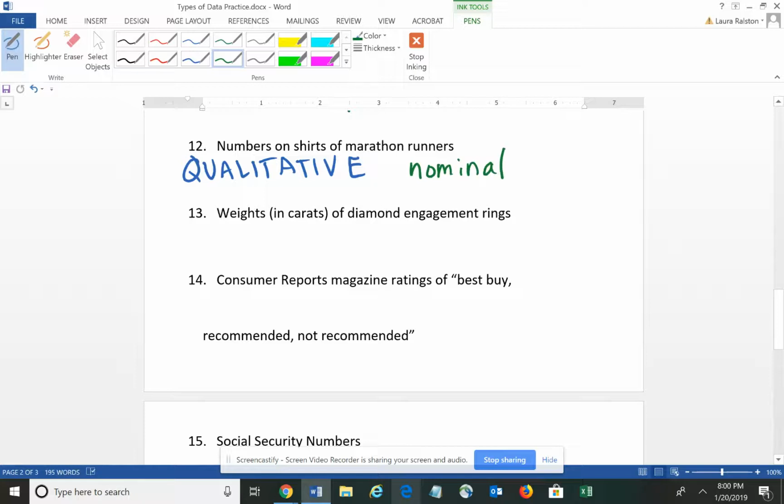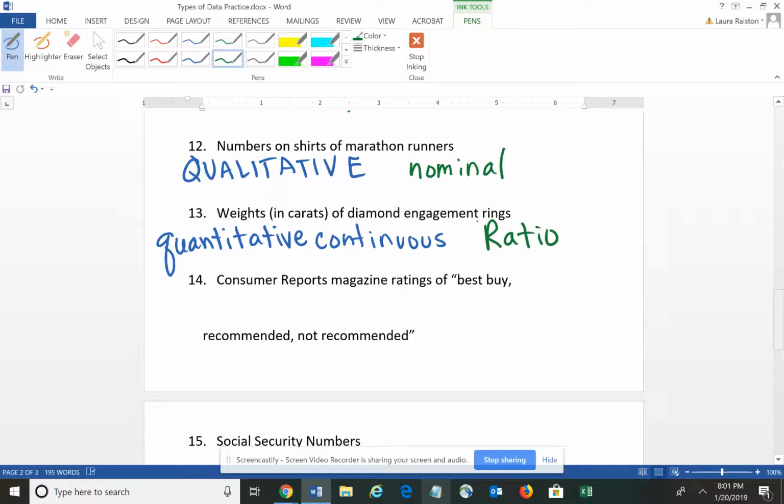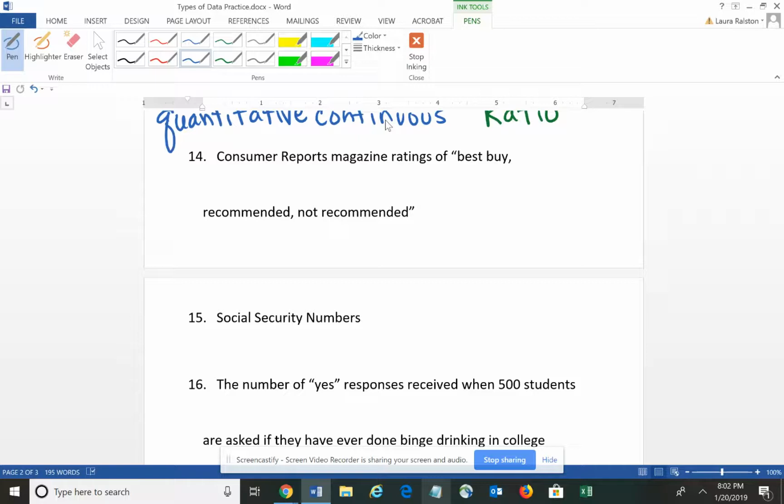Number 7, movie ratings where they use a 1-star, 2-star, 3-star, or 4-star rating. Okay, so instead of using, you know, PG or good, bad, or whatever, they're using stars, and you have 1, 2, 3, or 4, which you may think, oh, those are numbers, but it's really just a way to label something. They're not necessarily being used to count or anything like that. So again, this is considered qualitative. It's just a label for the movie.